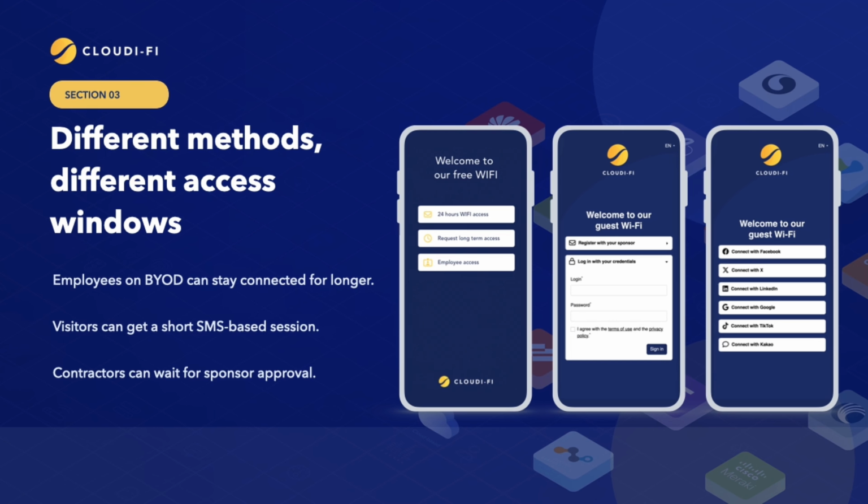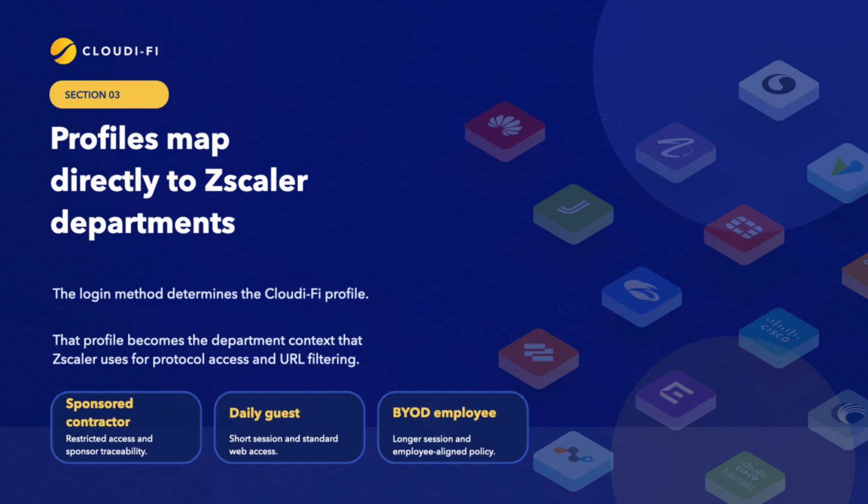So why should you care about all these different methods? Well, this right here is where the magic happens. Tying Cloudi-Fi profiles to Zscaler departments. A profile in Cloudi-Fi perfectly maps to a department in Zscaler. Meaning that contractor who logged in via sponsorship, Zscaler knows their exact profile and applies completely different network protocol access and URL filtering than it would to a standard daily guest.